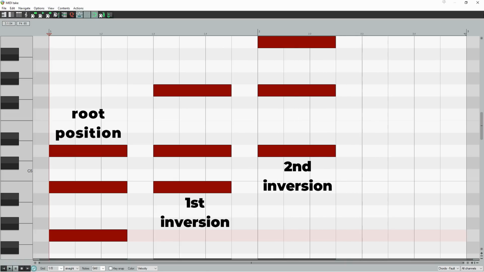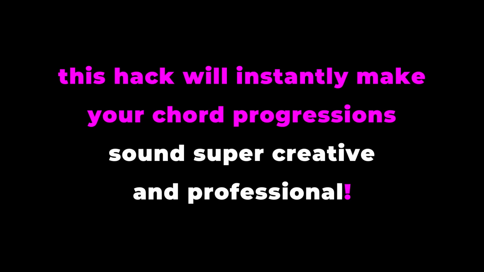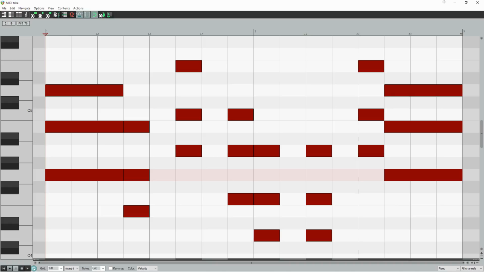The different inversions have different names, but those aren't important. What is important is learning how to rearrange the notes in a way that makes your chords flow smoothly into each other. This hack will instantly make your chord progressions sound super creative and professional. So, how do you do that? Well, it's all about emphasizing the similarities between chords. In other words, we need to emphasize the notes that are the same from one chord to the next.